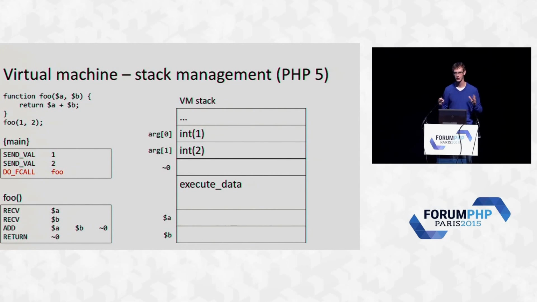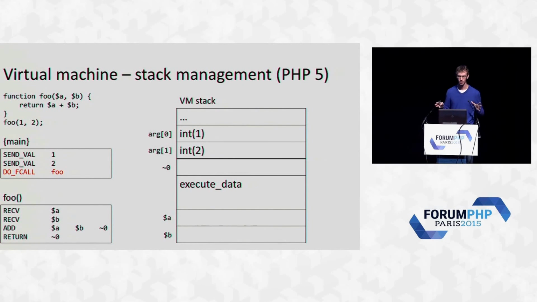And this call frame has 3 parts. In the middle there is an execute data. That's just general information about the function you're currently calling. Below it are the slots for variables, like A and B in this example. And above the execute data, you have slots for temporary variables. So this ~0 is a temporary.